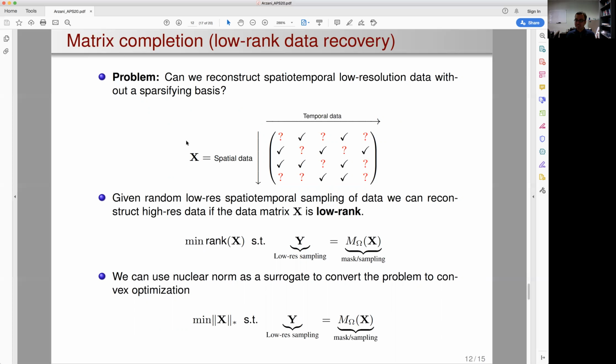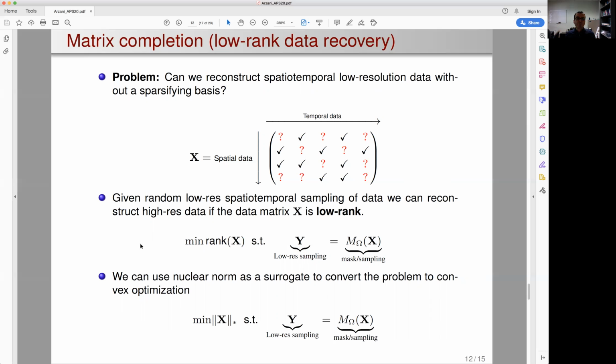So it turns out under certain conditions, we can solve this problem. One of those conditions is that we know our data matrix X is low rank. In other words, if we know that we have high correlation in our data, then we can have hope to reconstruct our data. The way we do that is by solving this optimization problem: we want to minimize the rank of our data matrix X. The constraint is that at the location points where we do have data, we want our solution to satisfy or respect those measurements.